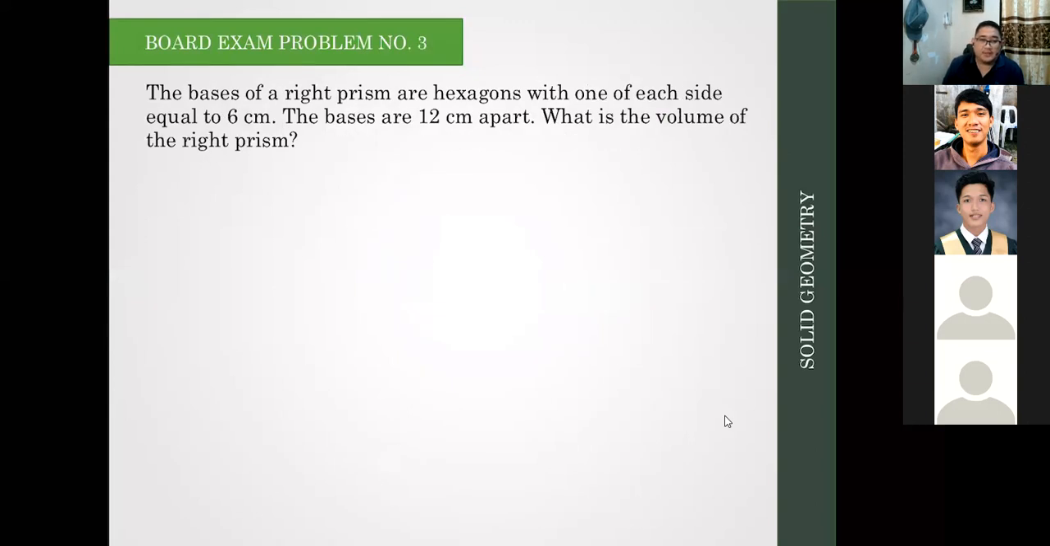Next, we have the bases of a right prism are hexagons with each side equal to 6 centimeters. The bases are 12 cm apart. What is the volume of the right prism? Okay. So, right prism tayo na hexagon yung base. So, hexagon. So, 1, 2, 3, 4, 5, 6. Okay. So, 6 sides.